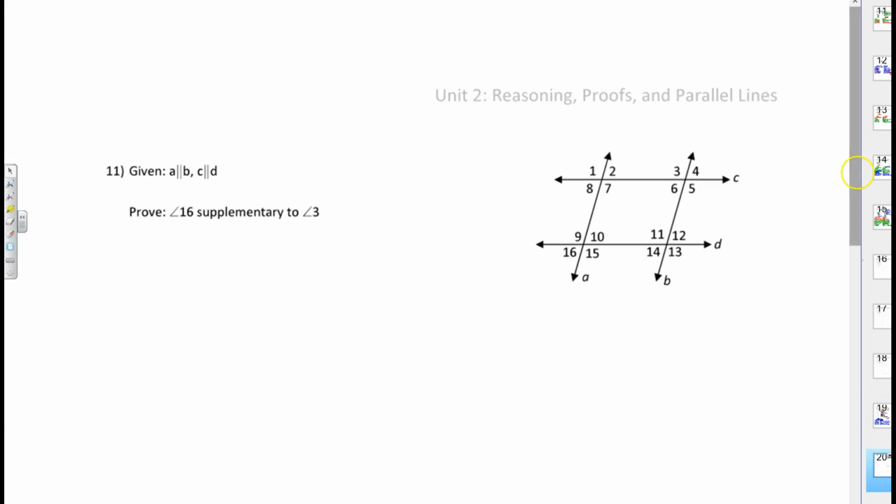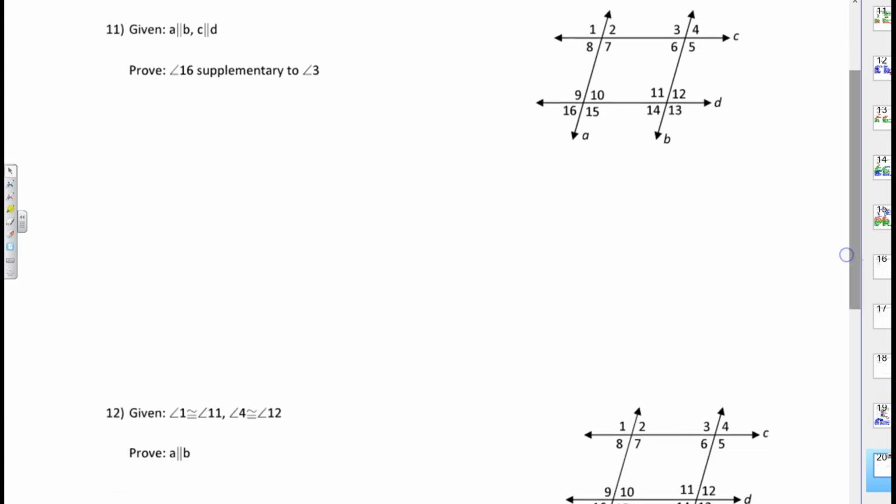So let's now take a look at one that's maybe a little bit more involved. Now I've got the same givens, A parallel to B, C parallel to D, but now I'm trying to prove that 16 is supplementary to 3. Well, here's 16 and here's 3. Notice again, they're not surrounding the same boundary lines, and so we don't have a good vocab word for those. They do not have a given relationship.